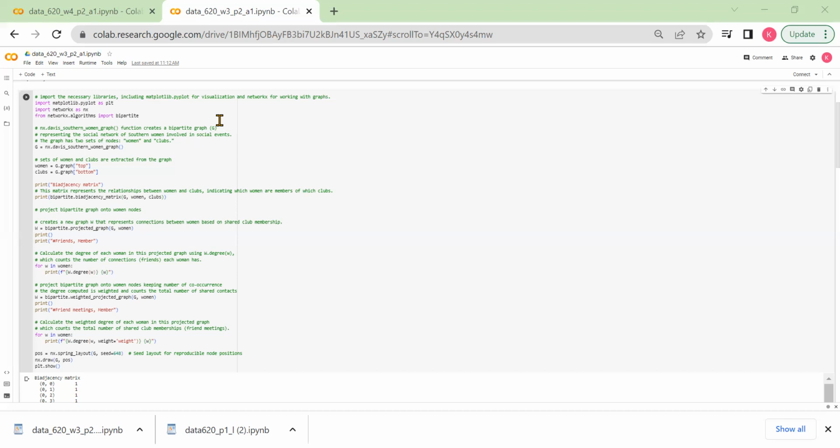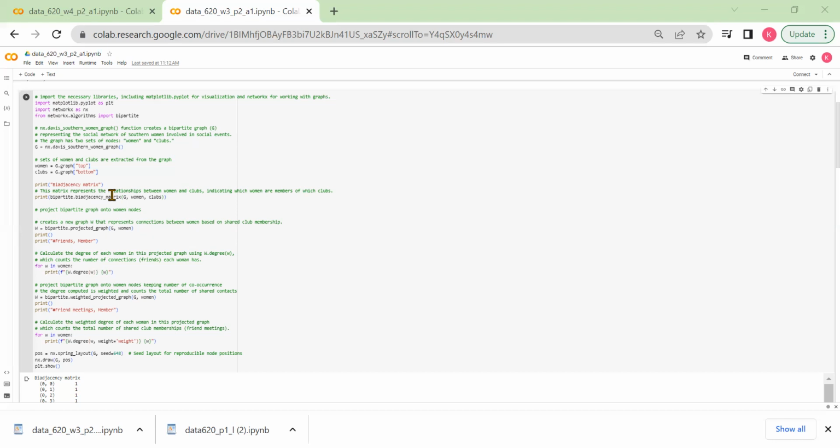Then in our code, we have the biadjacency matrix of the bipartite graph using bipartite.biadjacency_matrix. This matrix represents the relationship between women and clubs, indicating which women are members of which clubs.